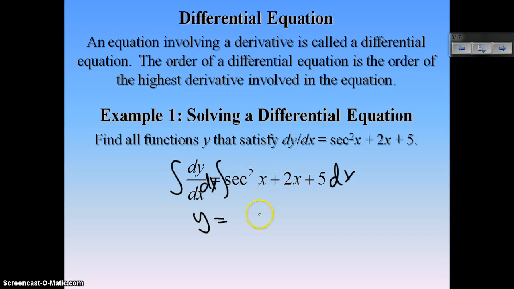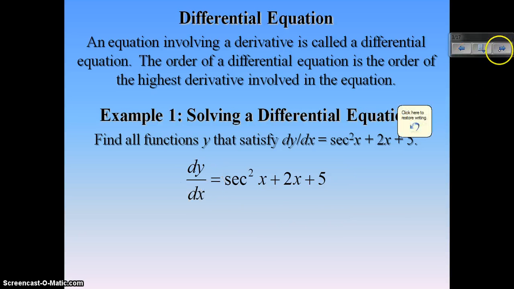What is the antiderivative of secant squared? That would be tangent x. The antiderivative of 2x would be x squared. The antiderivative of 5 would be 5x. Let me erase all that, and we'll bring up the actual neat writing where you can see it a little better. Right there. And then don't forget, we always do plus c.